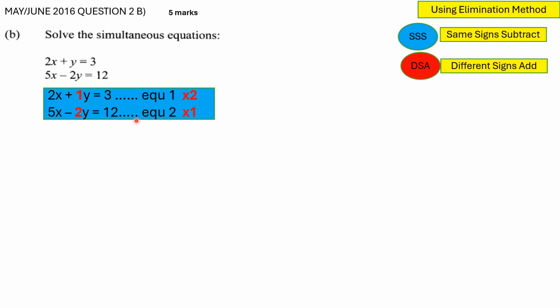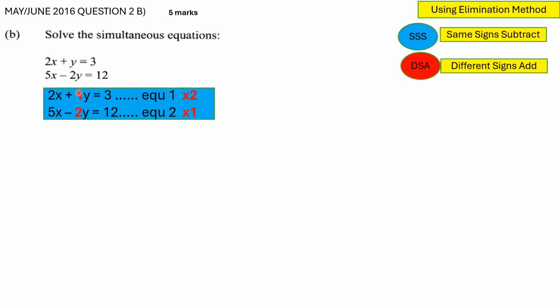Now the rule is we have to eliminate a term. So it's either the x term or the y term. Now because the signs are different, remember we have to add. So we're going to eliminate the y term. So we're going to multiply equation 1 by 2 and equation 2 by 1.